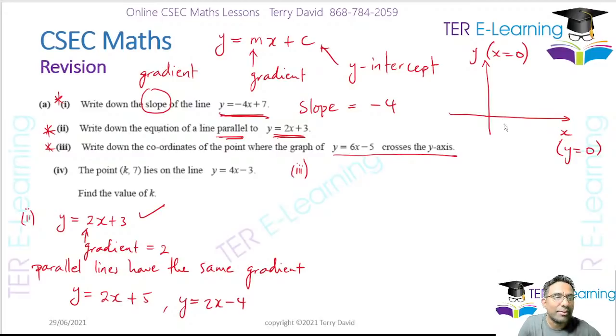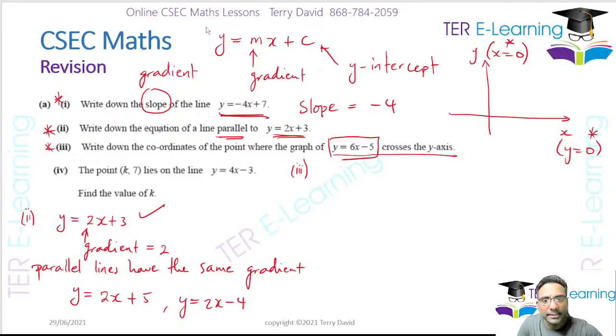And if you ever want to figure out where a line cuts your axes, these are the numbers that you're going to substitute in order to figure that out. So for example, they want to know where does the graph cut the y-axis. Now, you already have this equation in the form y is equal to mx plus c. The point at which a line cuts the y-axis is called my y-intercept, right?